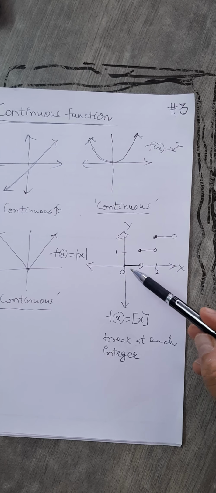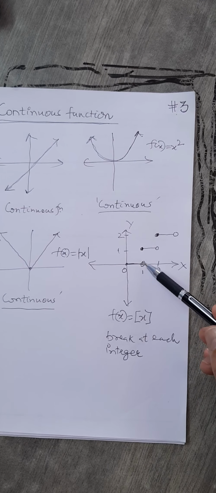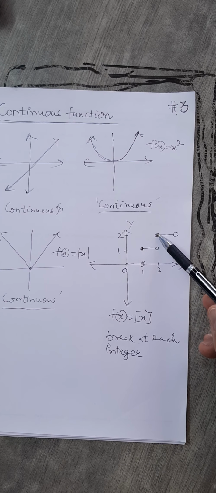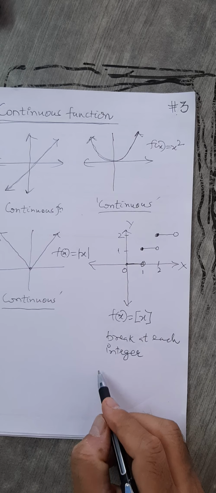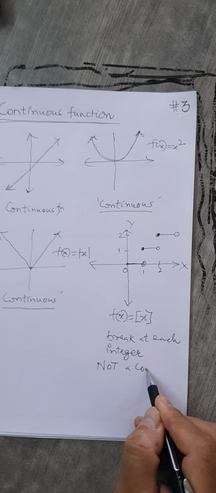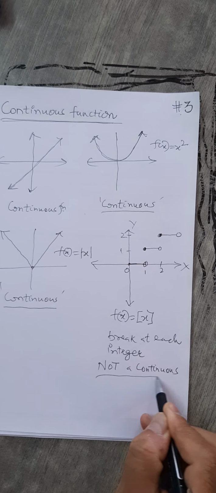You cannot draw the graph of this function without lifting the pencil from the paper. You see, I need to lift the pencil here. I need to lift the pencil here also. So this is not a continuous function.